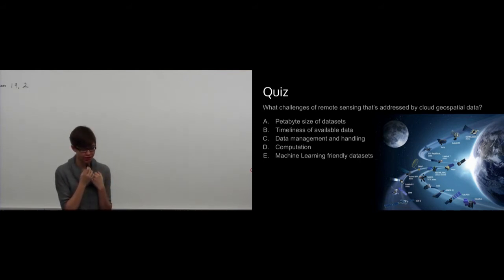And for C, data management and handling, they're managing it for you, so definitely. And D, computation, because you can run it on the cloud servers and not on your own machine. Machine learning is really computationally expensive, and being able to do it basically on supercomputers is pretty helpful.